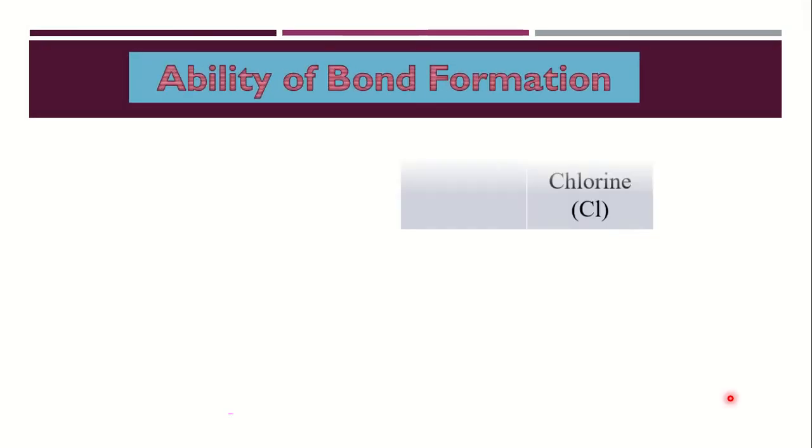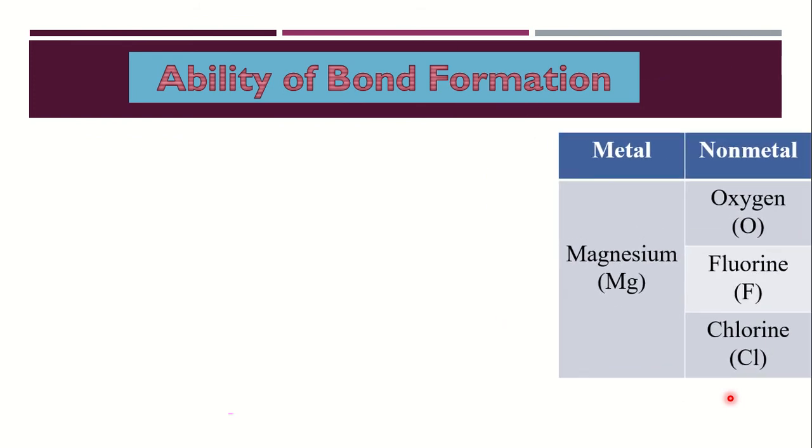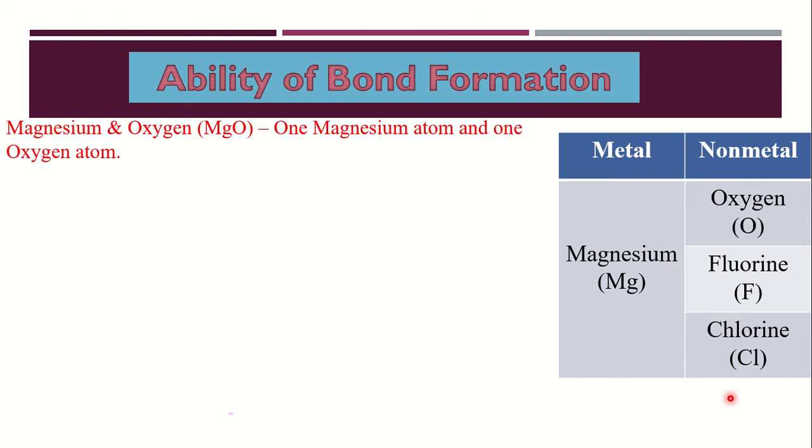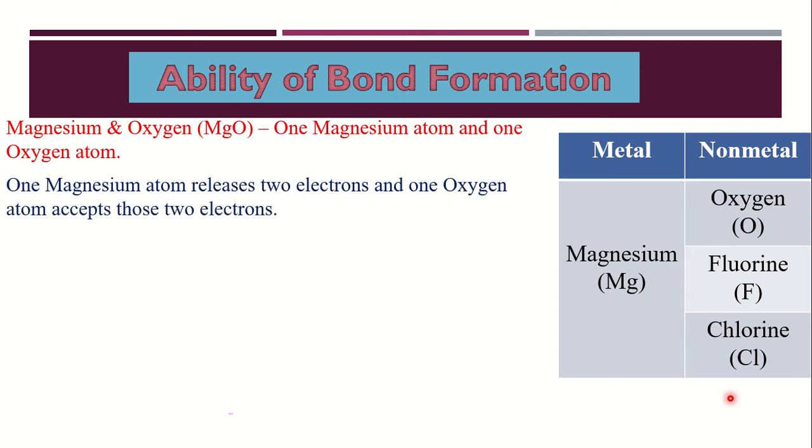Now, bond of magnesium with other non-metal, magnesium oxide, magnesium fluoride, magnesium chloride. When magnesium and oxygen make bond, this is called magnesium oxide, where magnesium releases two electrons and one oxygen atom accepts those two electrons released by magnesium.